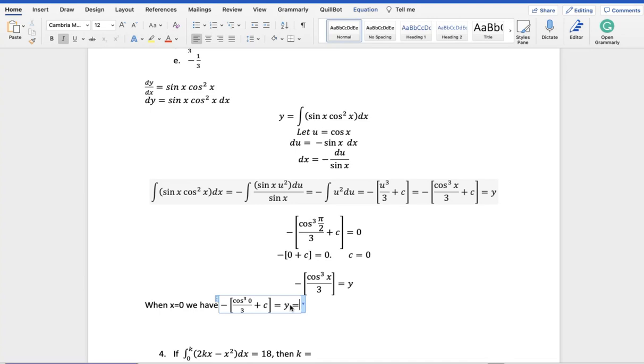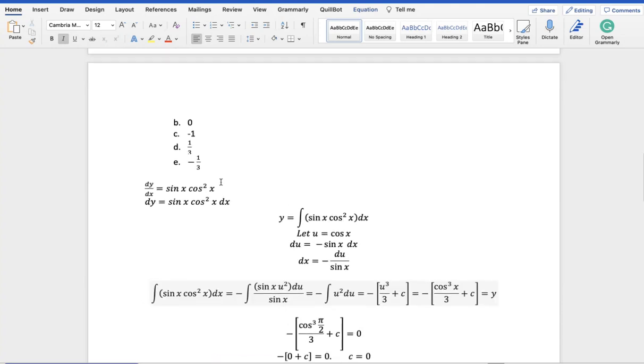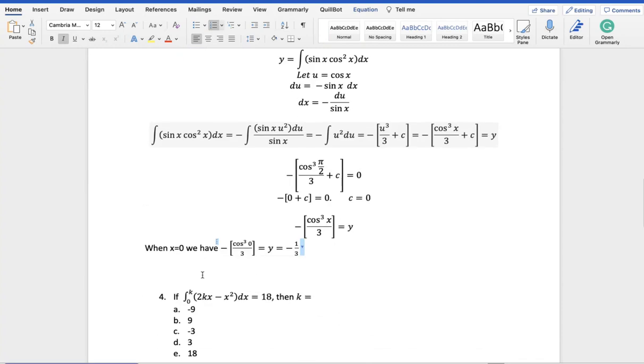Negative 1 all over 3. Exactly. Oh, there's no c here, by the way, sorry. So it's negative 1 over 3, which is your final answer. So the answer should be E. Any questions there?